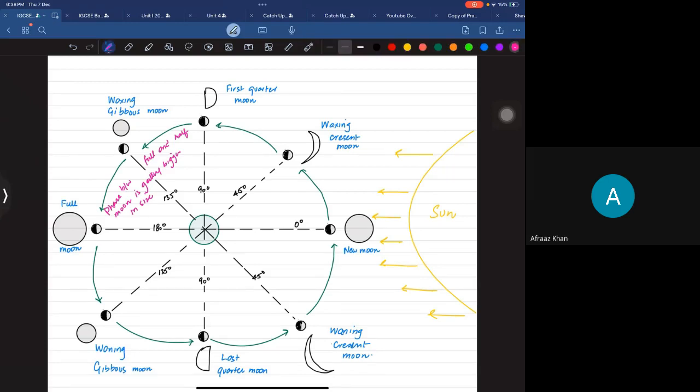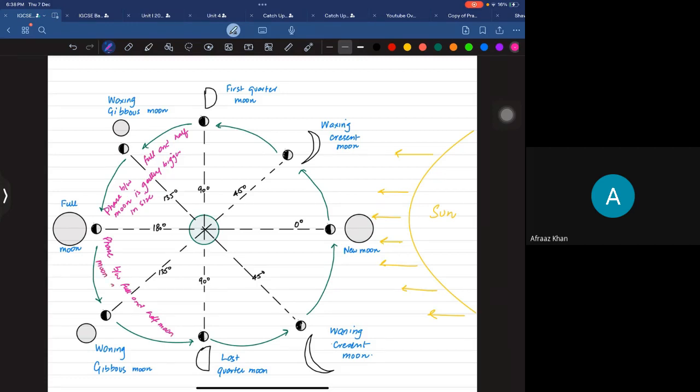Then for the other one, the duration between each phase. Each phase lasts around 7 days, I think, because in a lunar month there are 28 days, right? So around 7 days. And this is the phase between full and half moon.